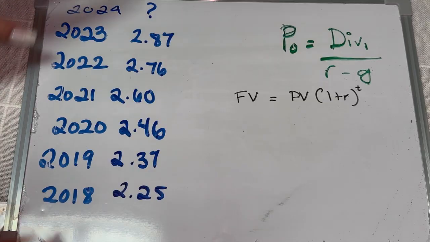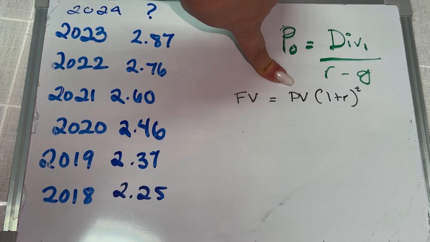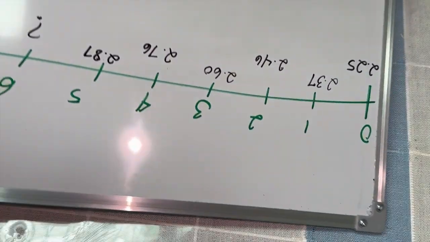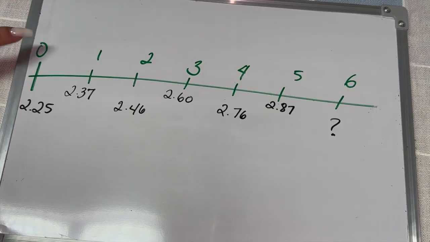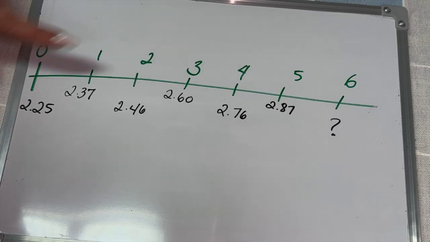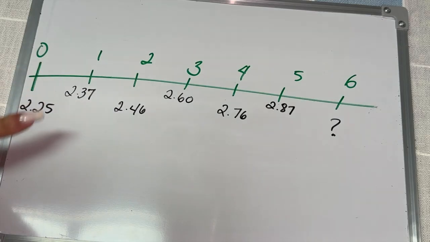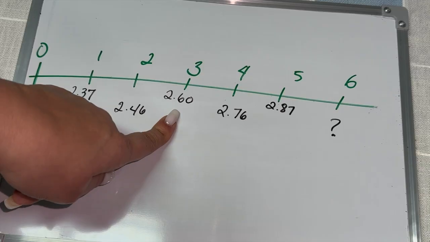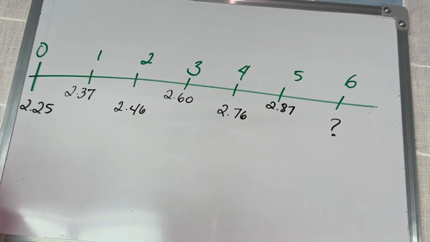Why is that? Because remember, when I calculate the PV, it gives me the price at time 0. So let's look at it this way. I drew a timeline for you here. If I put the dividends on the timeline, this was 2018, and this was 2023, and that's the 2024 that I need to find. So remember 2018, 2019, 2020, 2021, 2022, 2023, right? And that's the next one I need to find.